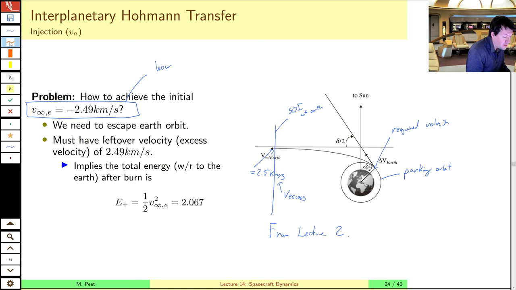Remember, after we've left the sphere of influence, our energy is V squared over 2 minus mu over R. But after we left the sphere of influence, our R is infinity, and so our potential energy is 0. So this is just made up by excess velocity. We have a relatively straightforward energy calculation where we just calculate the energy at the patch point, which is 1/2 V infinity squared.